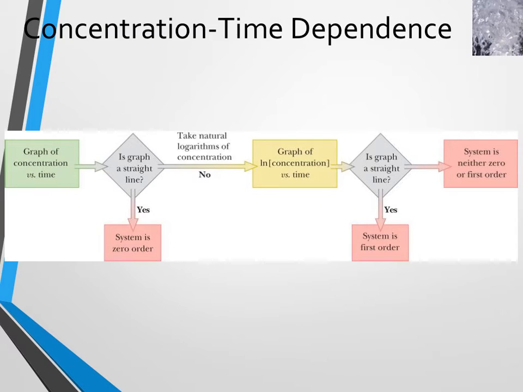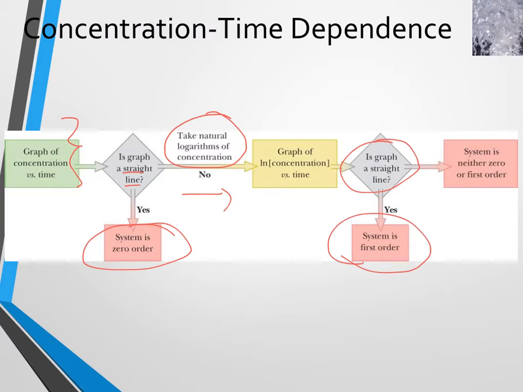All right, so here's a little concept map summarizing what you should know so far. If you can make a graph of just the plain old concentration versus time and you get a straight line, it's zero order. If you don't get a straight line, it's first or second order, okay? If you take the natural log of the concentration and you get a straight line, it's first order. If neither of these graphs gives you a straight line, then it's most likely second order.